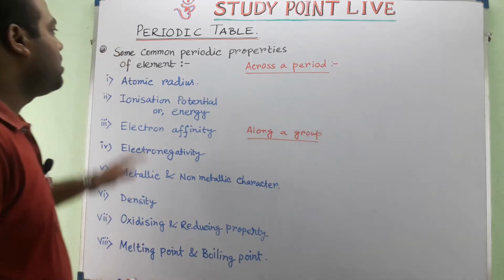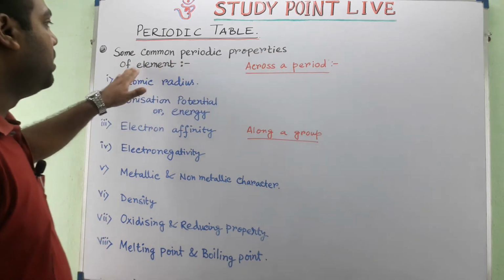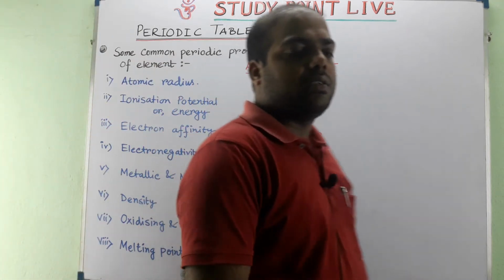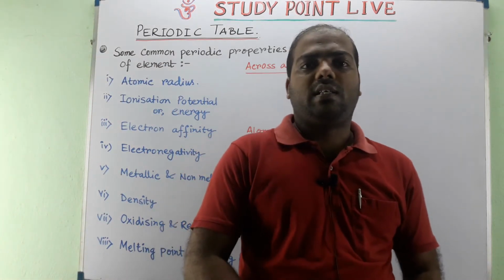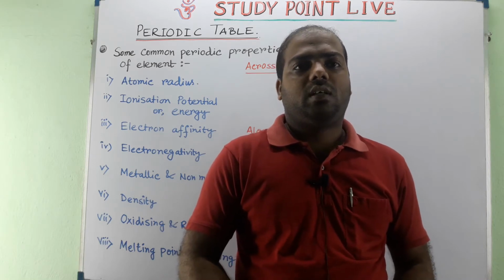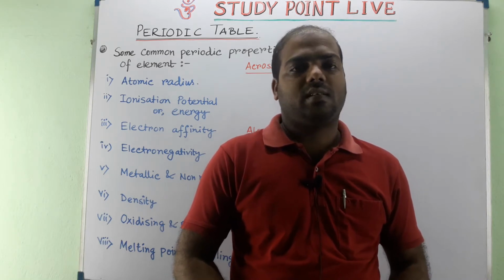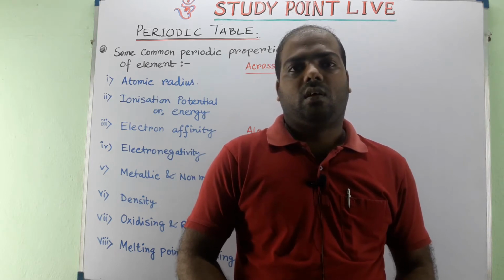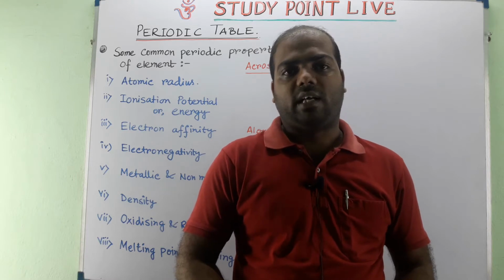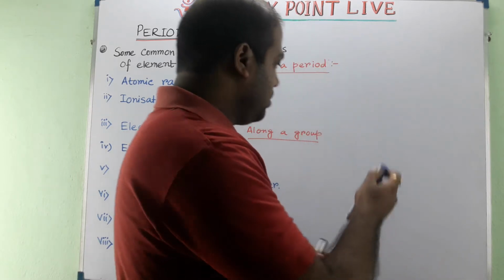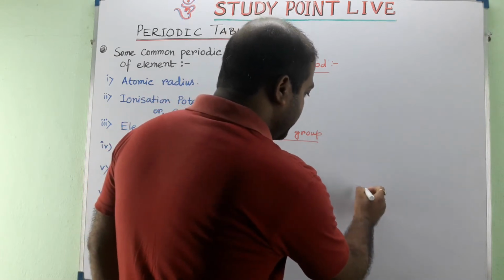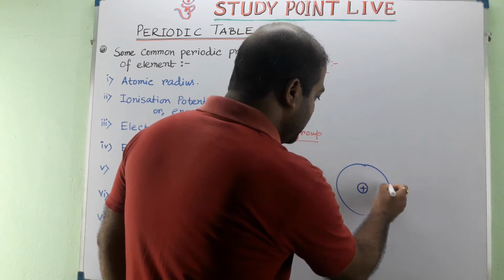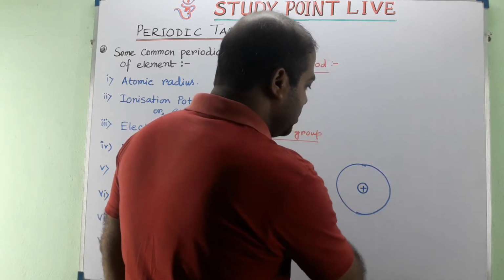Now we are going to discuss some common periodic properties of elements. The first periodic property is atomic radius. Now we are discussing what atomic radius is. The distance between the nucleus and the last orbit of the element is known as the atomic radius. The drawing is like that. The nucleus is here of an element, and the last orbit is drawn.